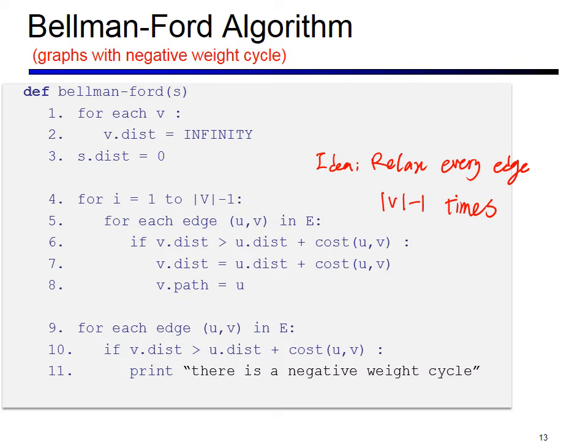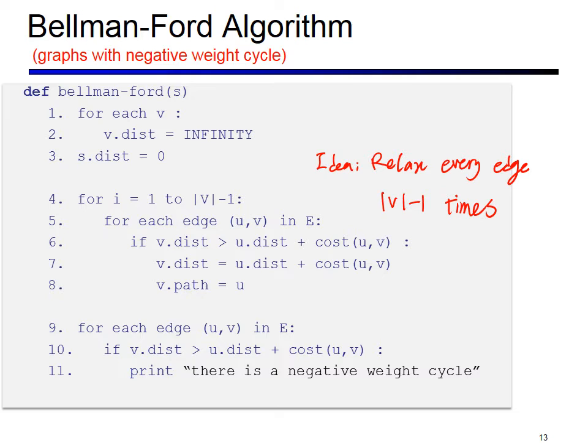It has an initialization step in lines 1 to 3, where for all the vertices the dist field is set to infinity except the source, for which the dist field is set to 0. The main part of the algorithm is lines 4 to 8, where for V minus 1 times in line 4, we relax all of the edges in the graph in lines 5 to 8. After line 8, the dist values will have the shortest path weights from the source to all the other nodes if the graph doesn't have a negative weight cycle.